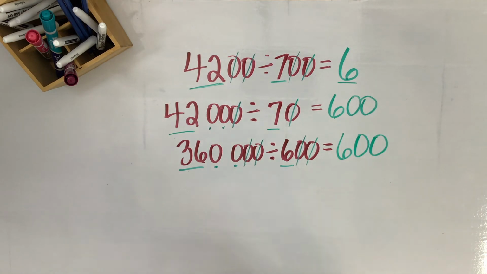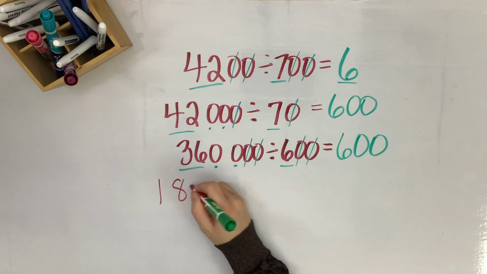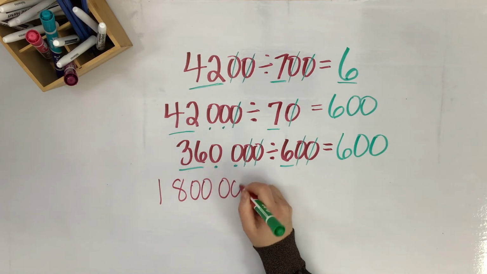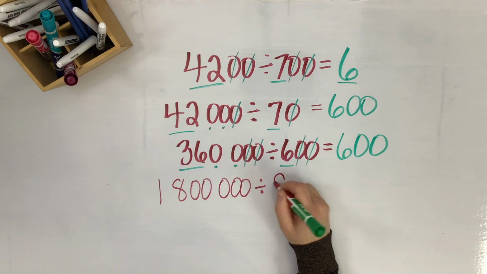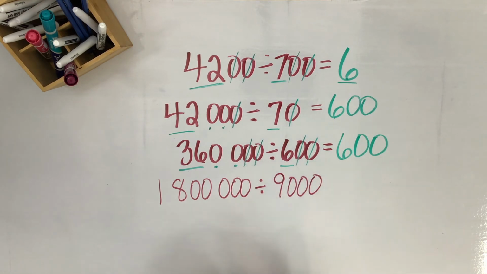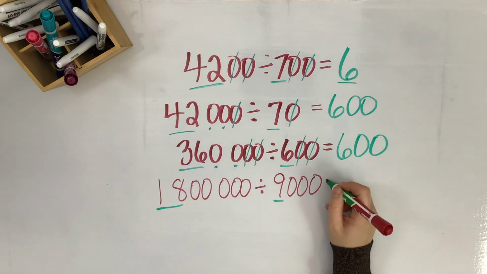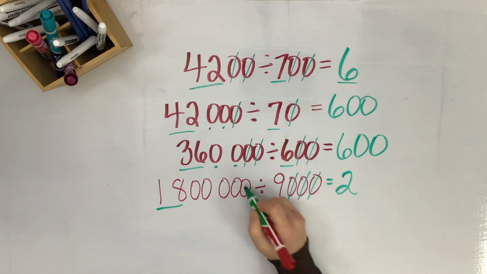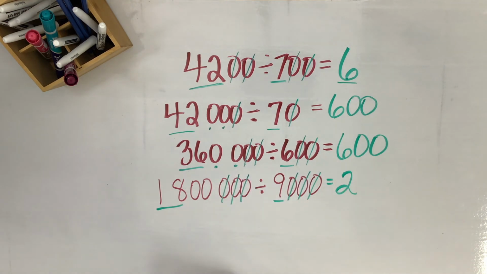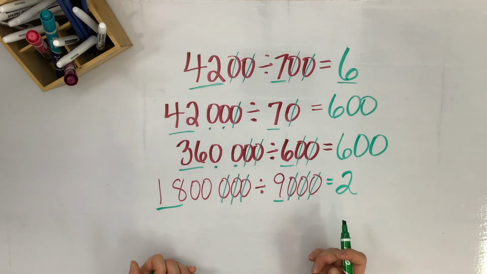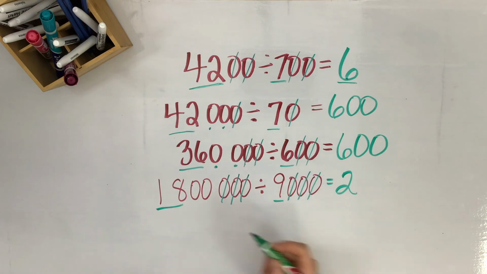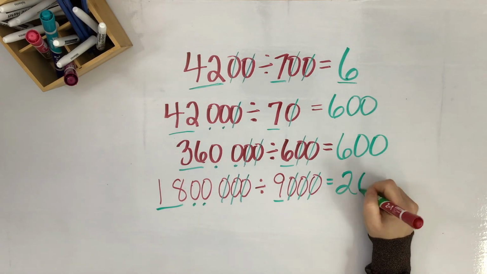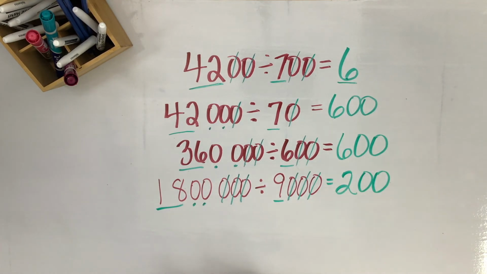Okay, let's try 1,800,000 divided by 9,000. Here my non-zero numbers are 18 divided by 9, so my answer will start with a 2. And then I can get rid of 3 zeros on each side. So I'm just decreasing both sides of the division question by 1,000 times. But that will not affect my overall answer. I should tack on 2 zeros. So 200 is my answer.